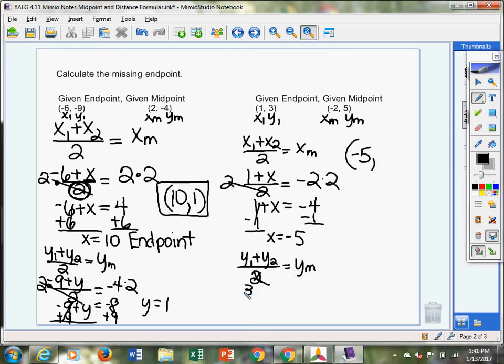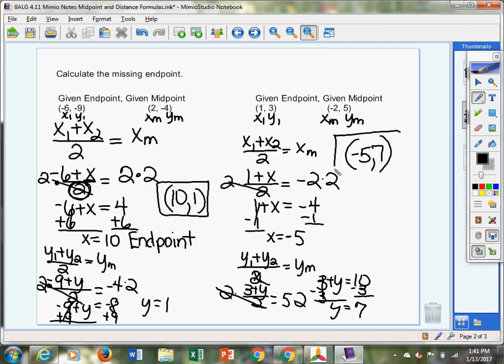So I've got 3 plus y over 2 is equal to 5. Get rid of the denominator by multiplying each side by 2. Now I've got 3 plus y is equal to 10. Last step, take away 3 from each side. And I've got y is equal to 7. So my other missing endpoint is negative 5, 7. So there you go. That's how you find a missing endpoint.